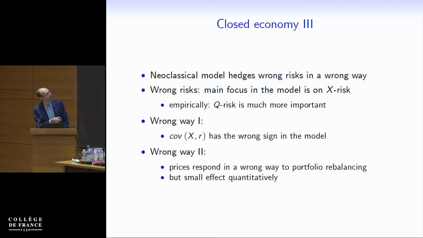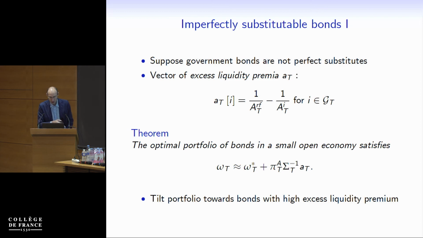It also hedges that X risks in the wrong way, in the sense that the neoclassical model has the opposite predictions for this covariance relative to what we see in the data. It also gets the price responses wrong: if the government issues more debt, what happens to the prices of debt in the neoclassical model is the opposite of what's happening in the data, but we'll get to that in a second. Helen's point: so far we assume that bonds are perfect substitutes.